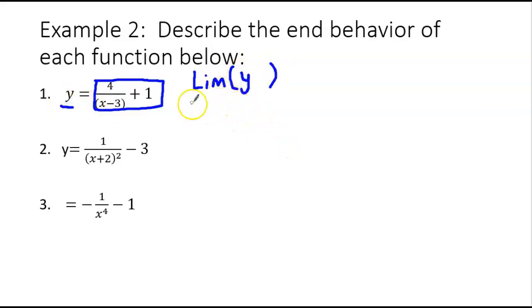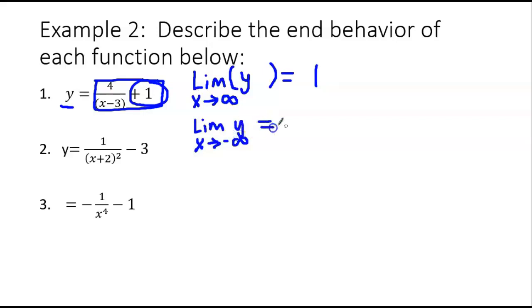So the limit of this function as x approaches infinity. Now this is the right side of the graph because that's a positive infinity. What does it equal? Well, it just equals its horizontal asymptote, which is 1. And on the left side of our graph, in other words, where x approaches negative infinity, it's also 1.